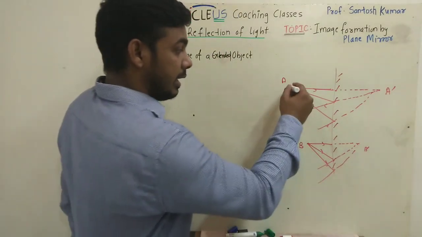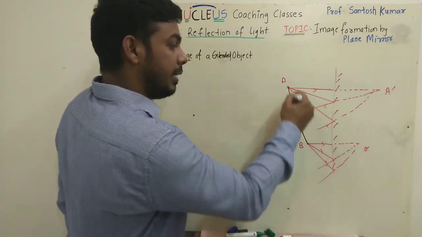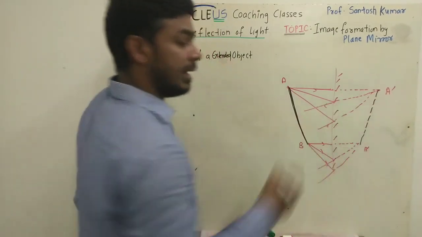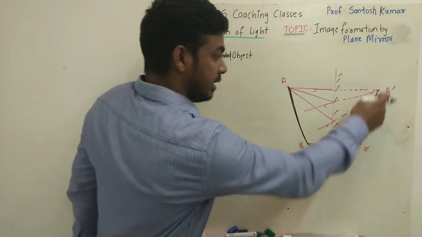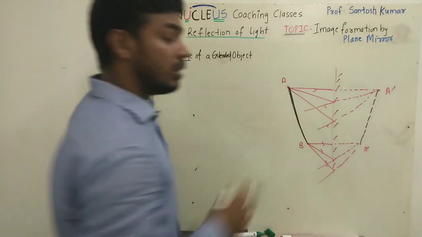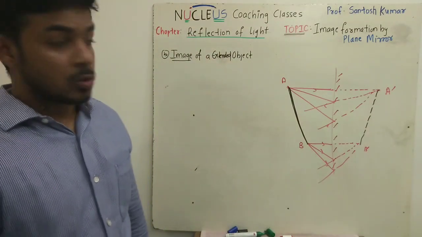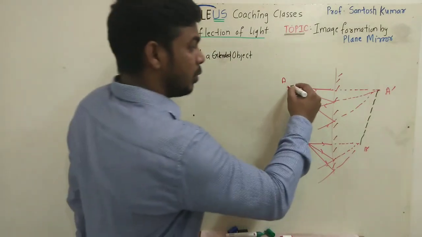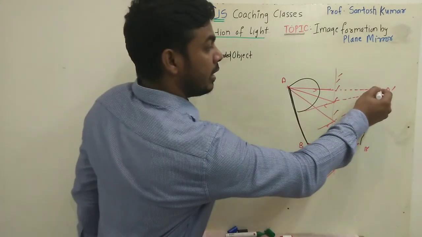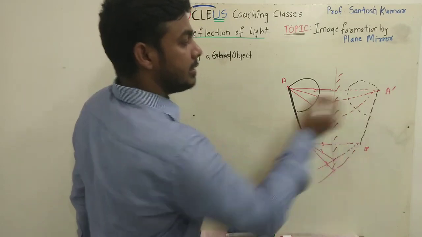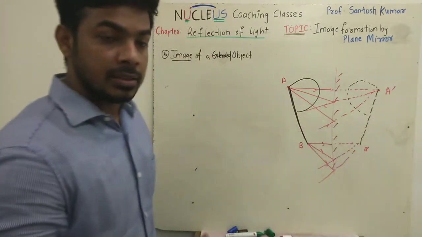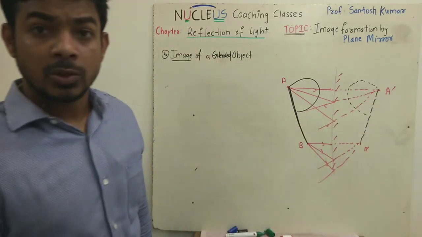Now since A and B is an extended object, the image will definitely be like this. So remember, this image we have to show by dotted lines because this is not a real image. Let's suppose the object is denoted by a letter P. So what I have obtained over here is something like this, right? This is the object, this is the image. So let's talk about some characteristics of the image.